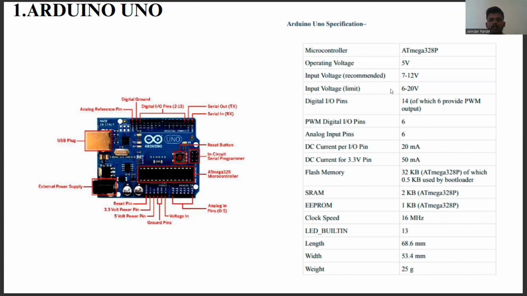So clock speed is 16 megahertz. This Arduino Uno board has a clock speed of 16 megahertz, which determines the speed at which the microcontroller executes instructions. So LED blink: this board has a built-in LED connected to digital pin 13, which can be used for various components.